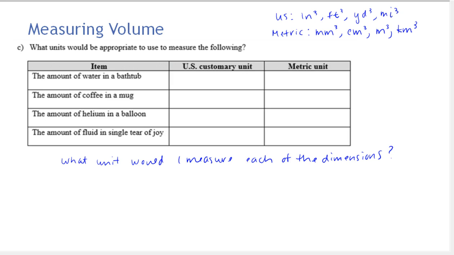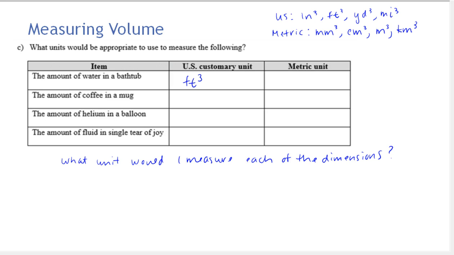So if you could think of how you would measure one dimension of the object, then you could use the associated cubic measurement. So the amount of water in a bathtub, for U.S. customary units, I would probably use inches cubed or feet cubed. So let's write feet cubed. The reason is when you measure a bathtub, you probably wouldn't want to measure it in inches. Feet would probably be more appropriate because the depth would probably be at least 1 foot, and the length of the bathtub would be maybe 3 or 4 feet.